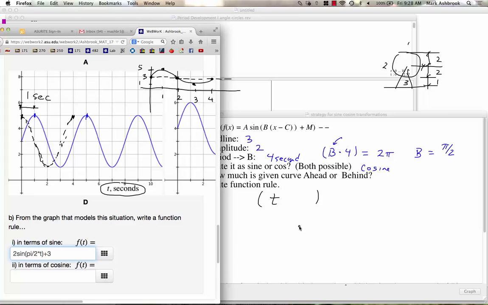Does it start 1 second before or 1 second after? It starts 1 second after. Here's the standard cosine. This one is starting 1 second later, after. T minus 1 or t plus 1? Minus 1. Okay, let's put it in. Ready? So in cosine, it's going to be 2 cosine of pi halves, now times parentheses. Need parentheses here. It's important.